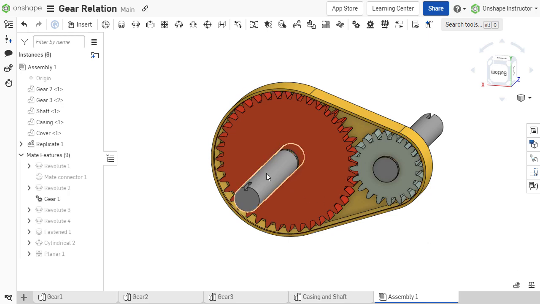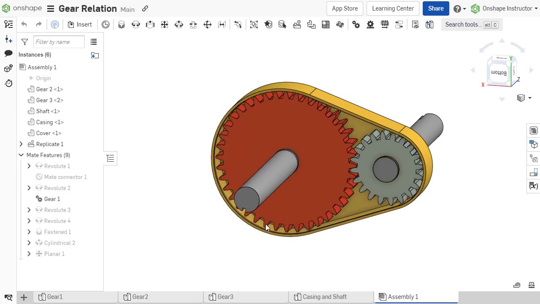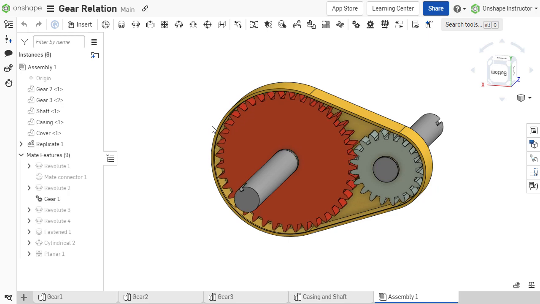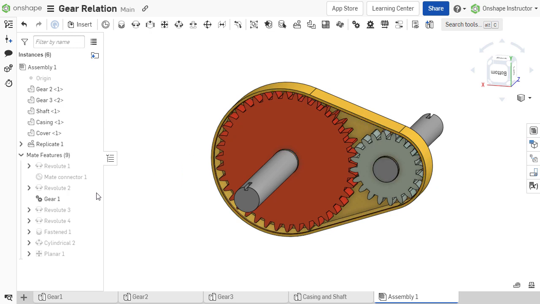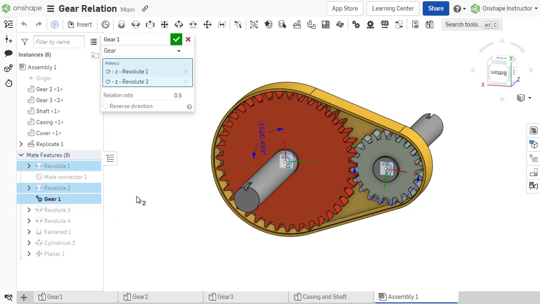The gear-mate relation relates two mates with a revolute degree of freedom. When one component is rotated, the other also rotates. The magnitude of the resulting rotation is dependent on the gear ratio defined within the gear relation.